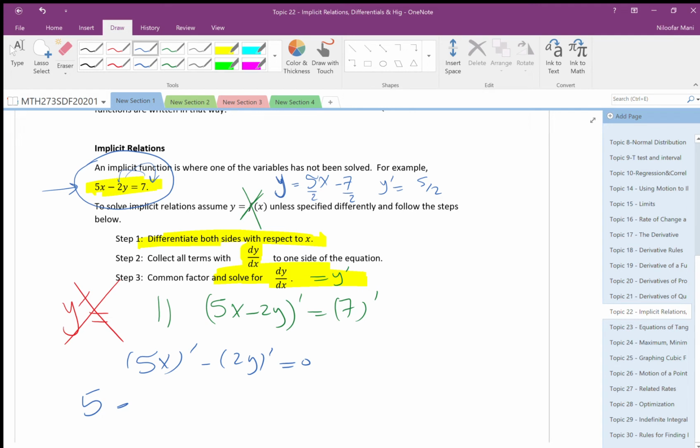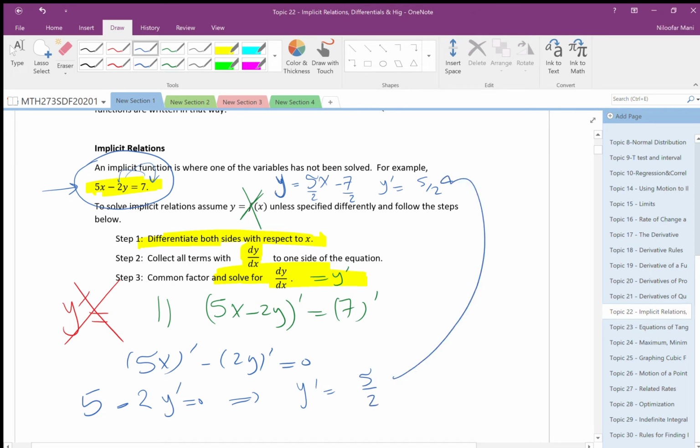Y is like u that I did in topic, what was the topic? Topic 19. Okay? So it's 2 y prime equals 0. And then solve for y prime. Solve for y prime. Look at the step 3. Okay? So solve for y prime. So y prime is 5 over 2.